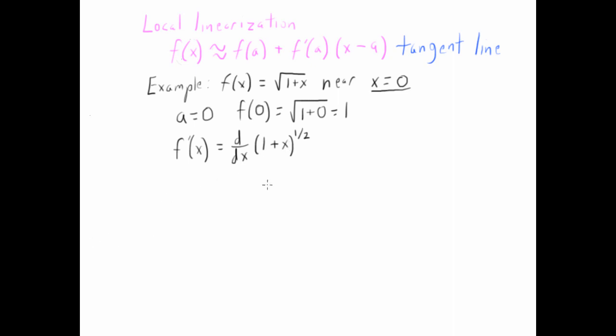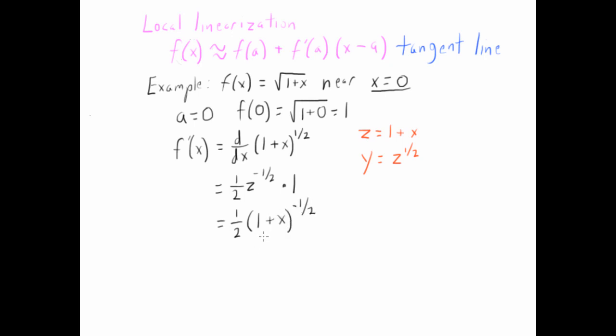This is chain rule time, because notice that I've got something complicated in the parentheses. It's not too complicated, but we'll go ahead and use our z's. And so what we're going to get, using the power rule here, is 1/2 z to the negative 1/2 times the derivative of this function, which is just 1. We've got to plug in z, so this is 1/2 times 1 plus x to the negative 1/2.